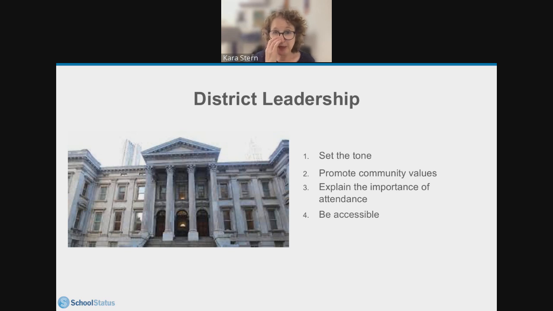It's important for parents and caregivers to see the district leader promoting community values like equity, engagement, academic success, not to mention attendance, and it's essential for setting the tone for faculty and other administration. And of course, everyone must be able to access it.